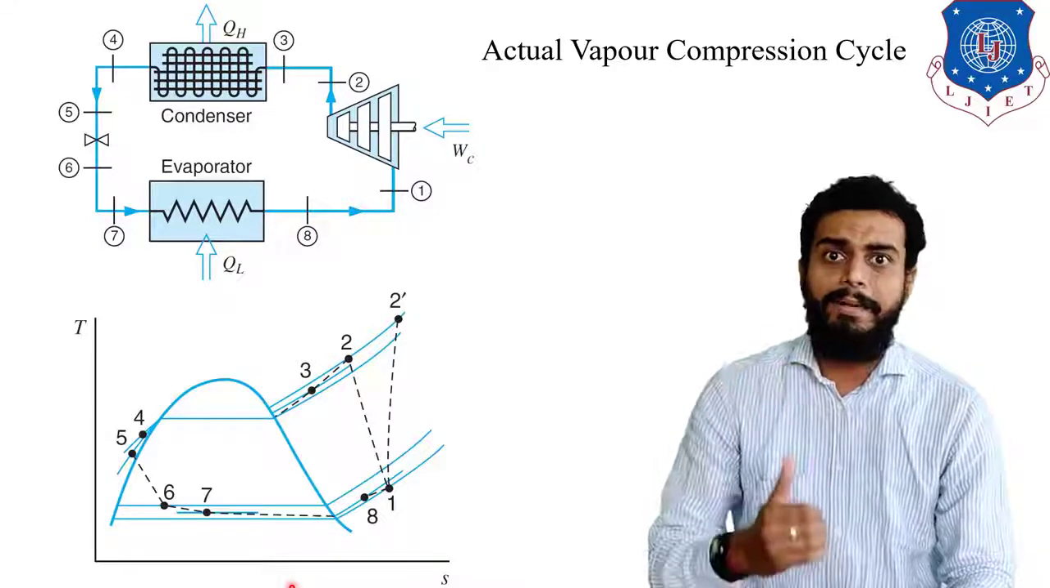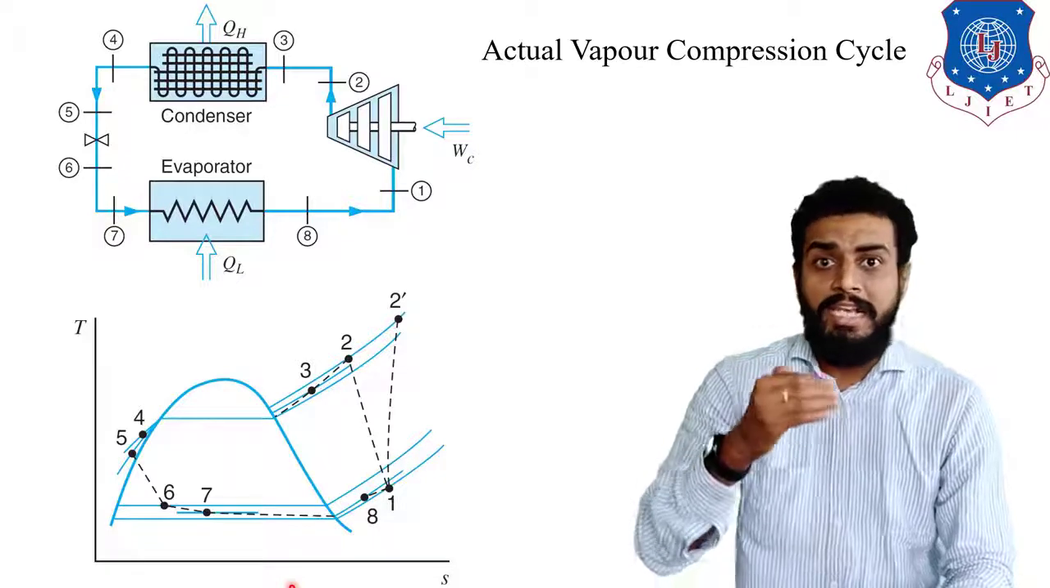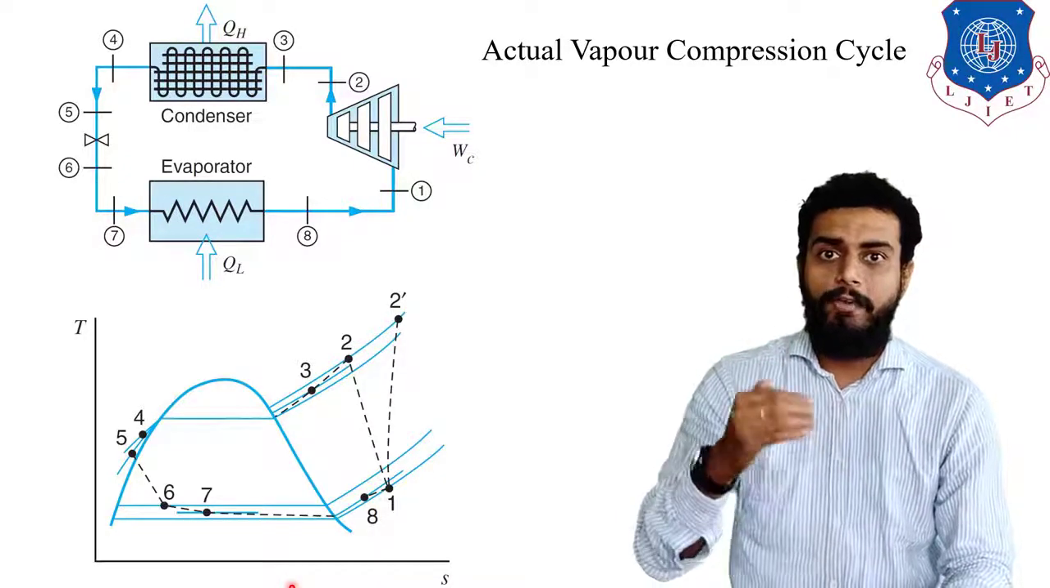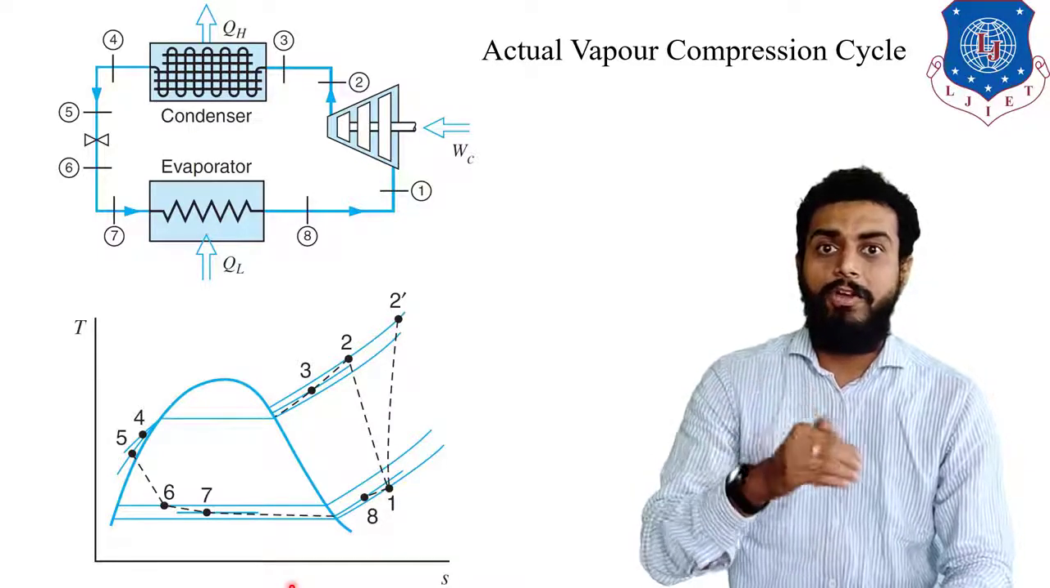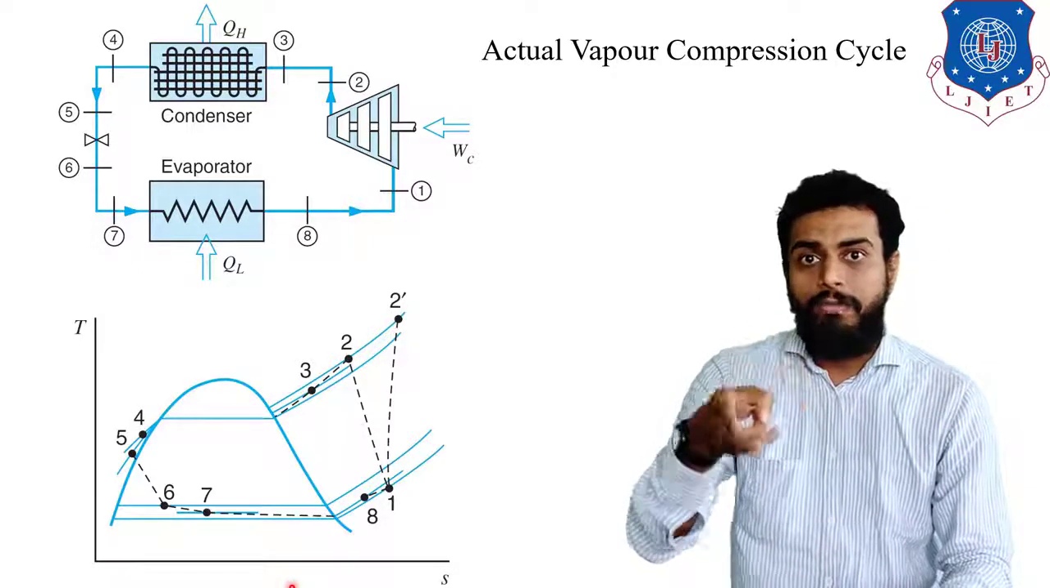But in real life practice, in the compressor itself, there will be irreversibility because it is not ideal. In real practice, the compression process will be irreversible. It will not be reversible. So due to irreversibility, what will happen?